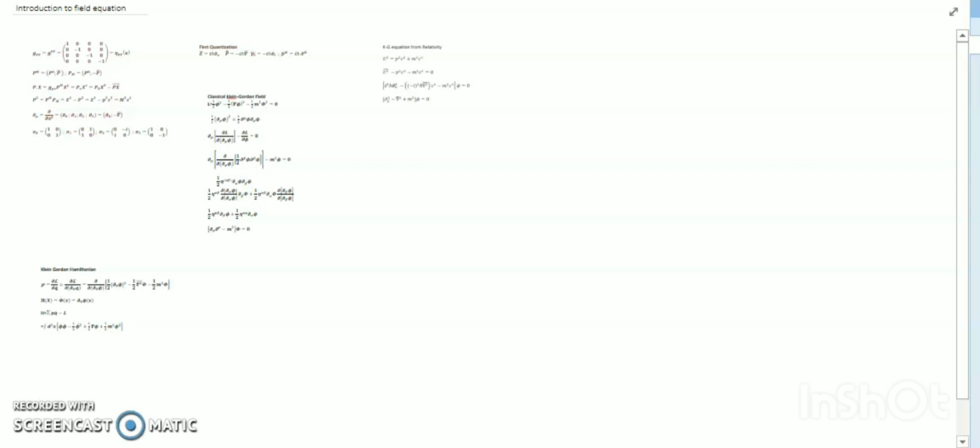Today's discussion is an introduction to field equations. To cover the Klein-Gordon field and the Dirac field, we are also going to discuss the Maxwell equations to make additional progress in this area, the quantization of electrodynamics. So let's start with conventions.